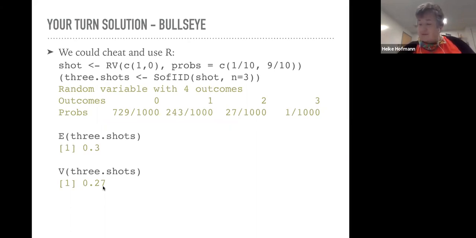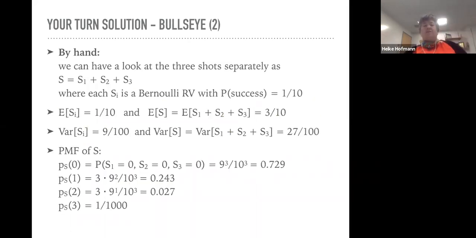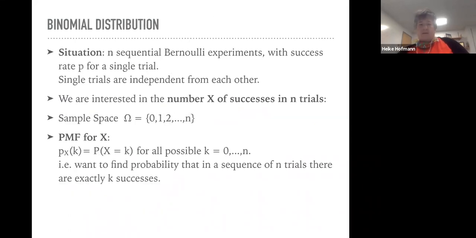Okay, so this is already, okay, so we can do the same thing by hand. It looks very impressive, but it's the exact same thing that we did before. And this is an example of the special distribution that I was talking about. So this is an example of the binomial distribution.